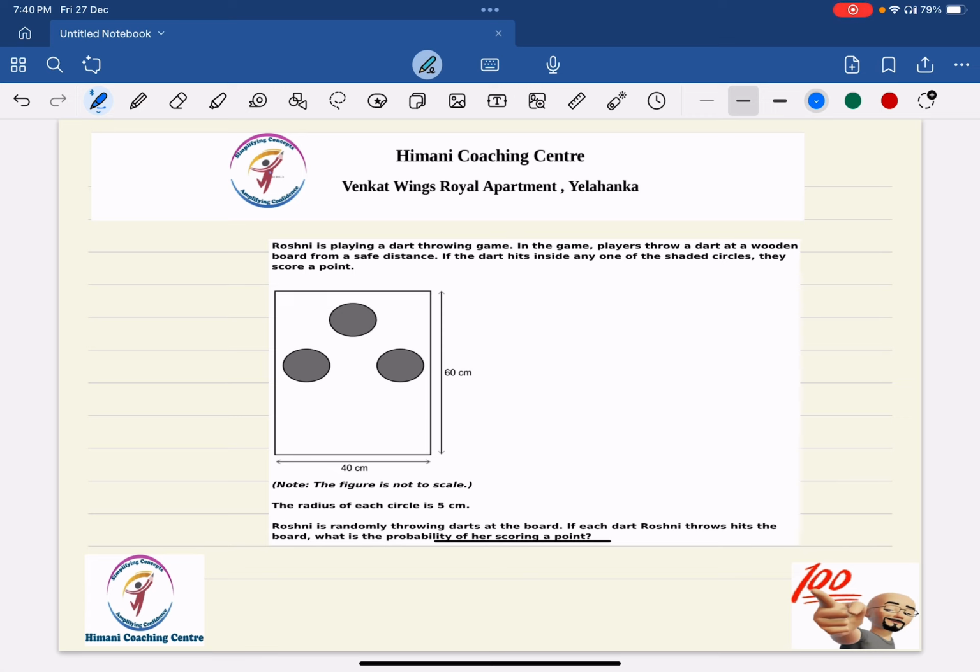Let us look at the first question. First question says Roshni is playing a dart throwing game. In the game, players throw a dart at a wooden board from a safe distance. If the dart hits inside any one of the shaded circles, they score a point.